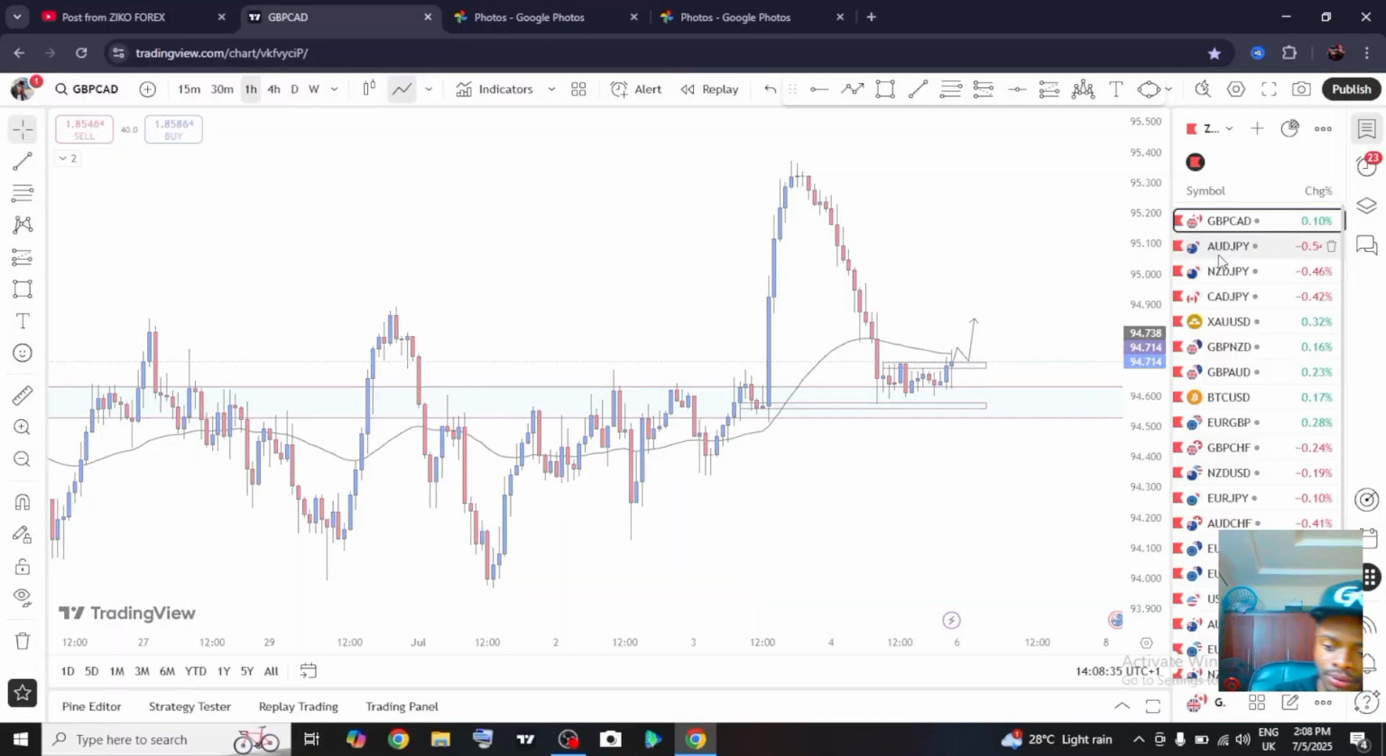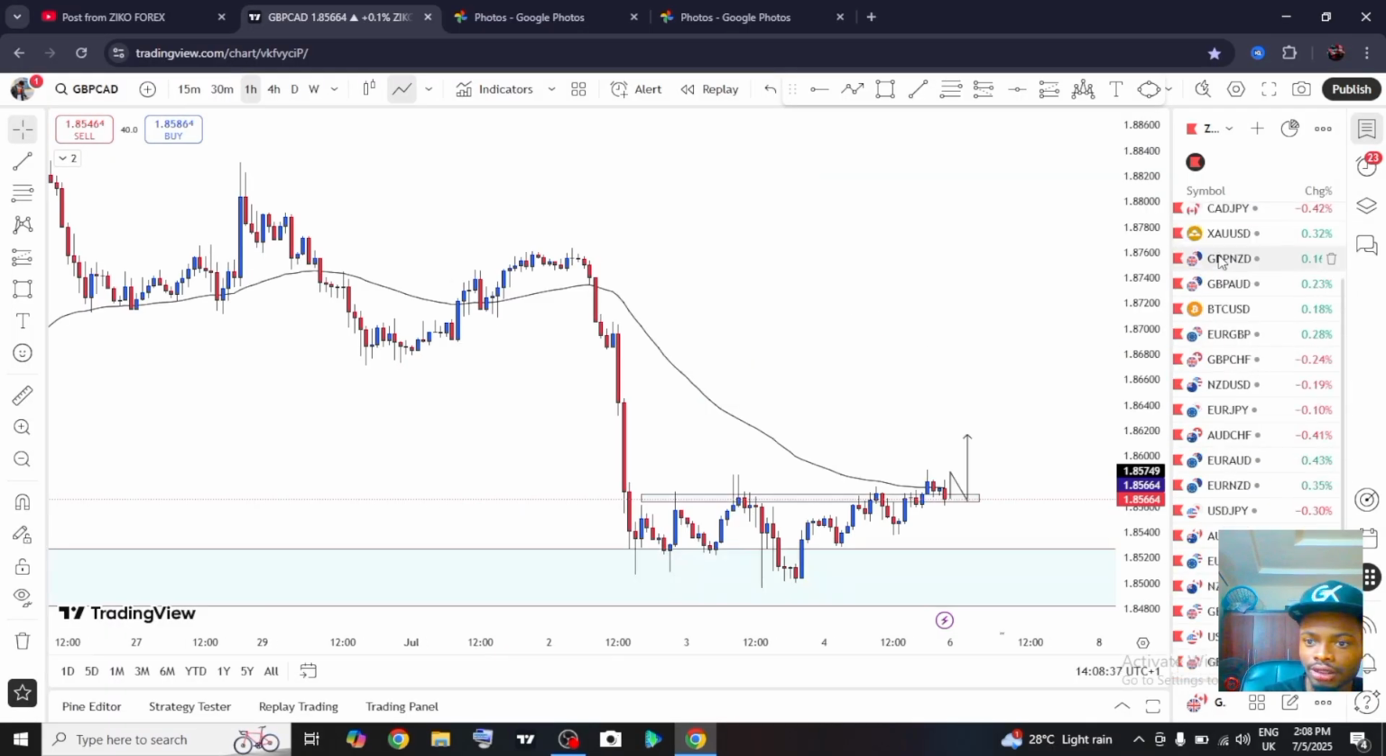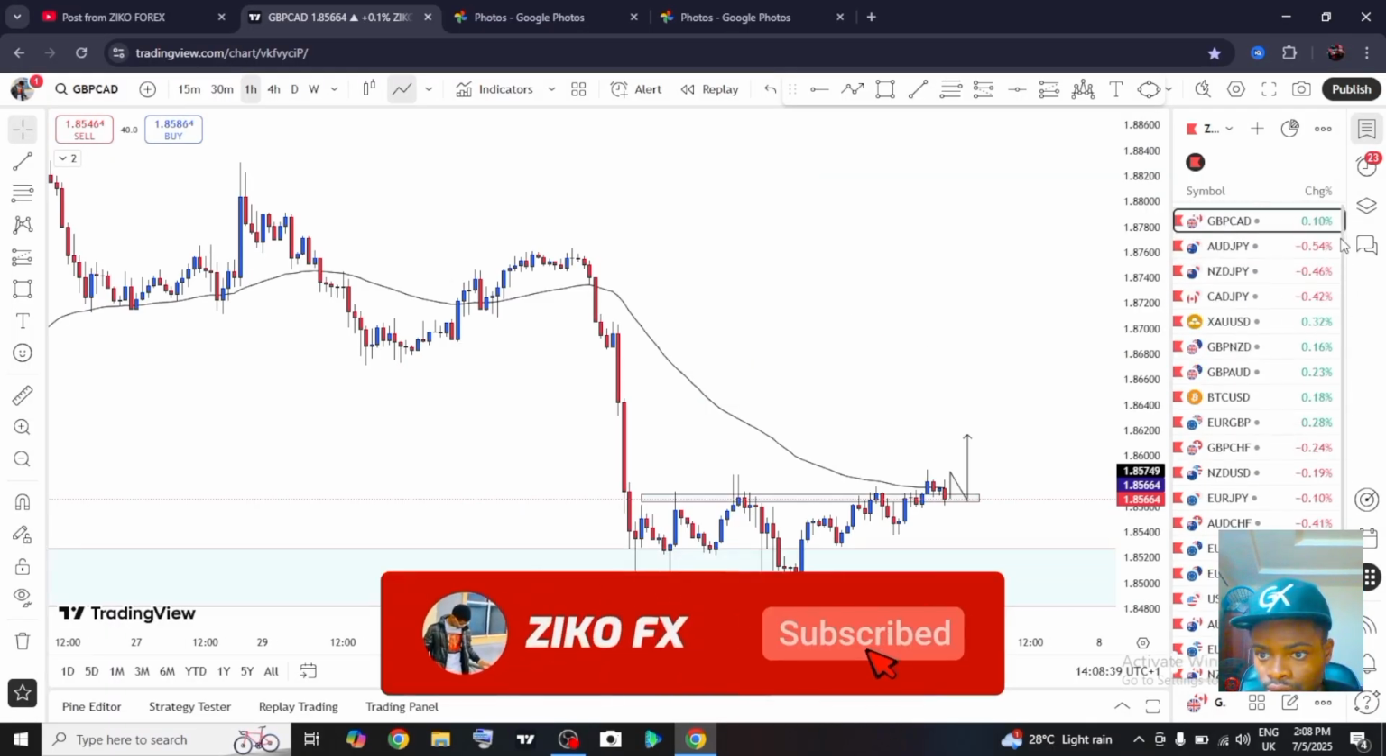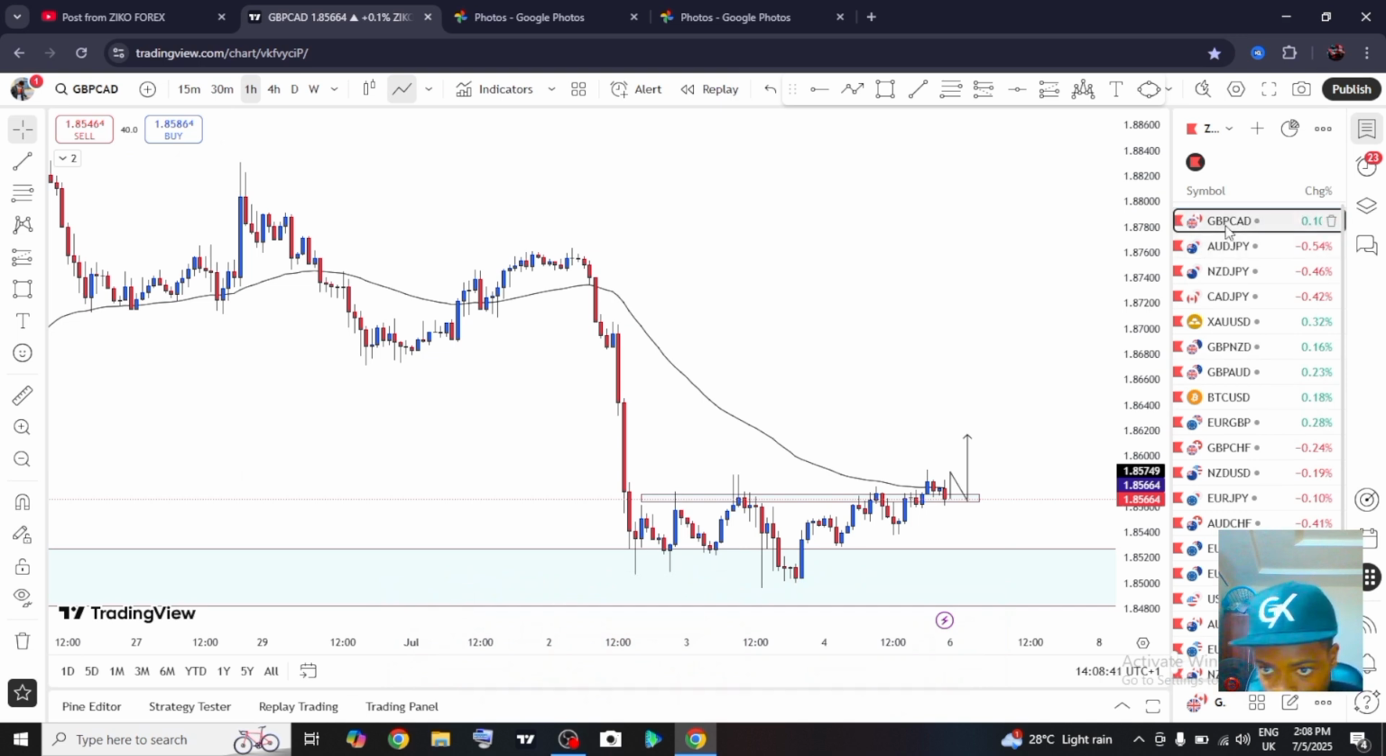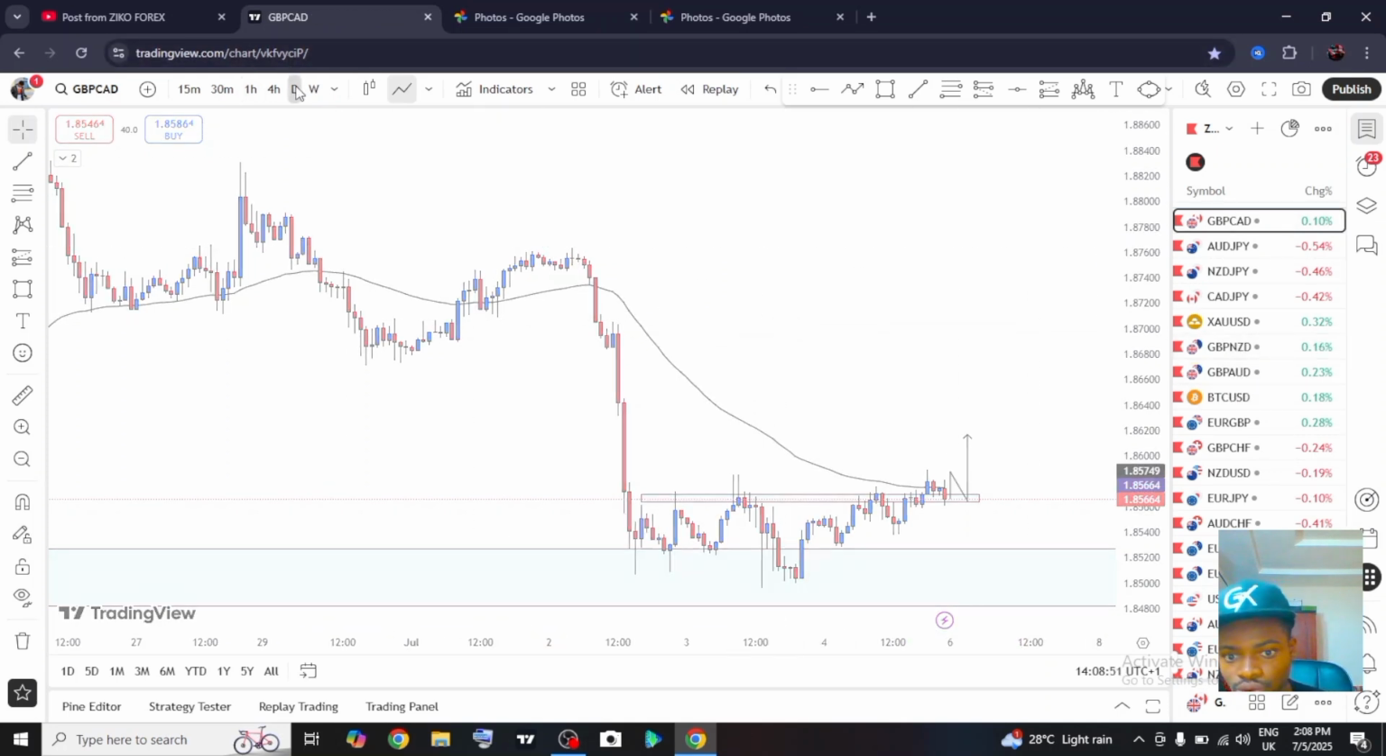I've analyzed over 20 pairs using the set and forget forex trading strategy, and let me show you the pairs I'm willing to take for this new week. Let's get into it. So, look at my chart right now. You can see that we have quite a number of pairs. We have GBP CAD, AUD JPY, NZD JPY, CAD JPY, and a few other pairs here. So let me show you what I'm looking for this new week.